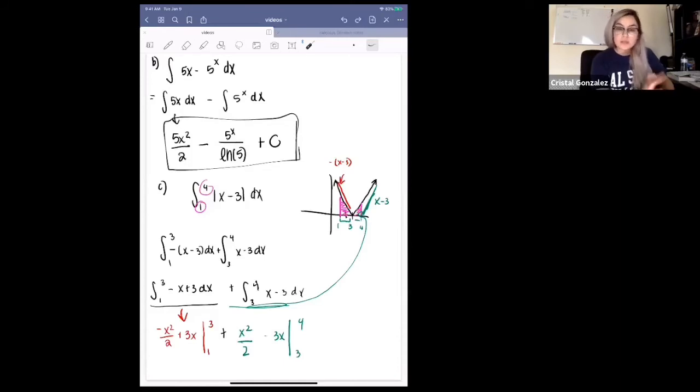So next thing we're going to talk about is the net change theorem, and that's the last thing in 5.3, and then we'll move on to 5.4.